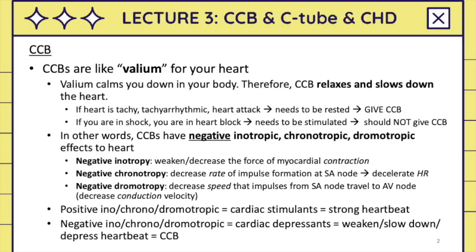In that chart, which column should you highlight in this lecture because it applies to the calcium channel blockers? Negative. The last column. So circle and highlight the last column because that's where calcium channel blockers fit into the picture. They are negative inotropes. They weaken, slow down, and depress the heart.